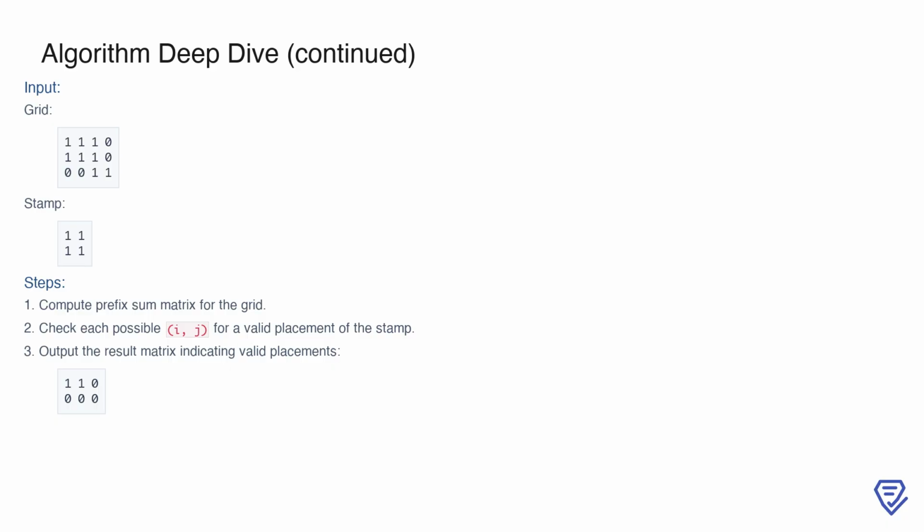Next, we evaluate each potential top left position, (i, j), for placing the stamp by checking if all cells in the corresponding 2x2 submatrix of the grid align with the stamp. After processing all positions, the result matrix is produced, indicating where the stamp can fit. In this example, the result matrix shows valid placements only at the top left corner of the grid, with the rest of the positions marked invalid due to mismatches. This step-by-step approach ensures that the algorithm is both accurate and efficient, even for larger grids and stamps.